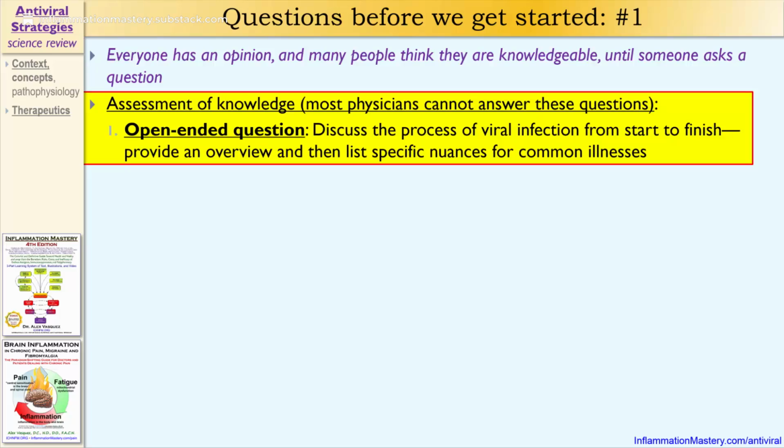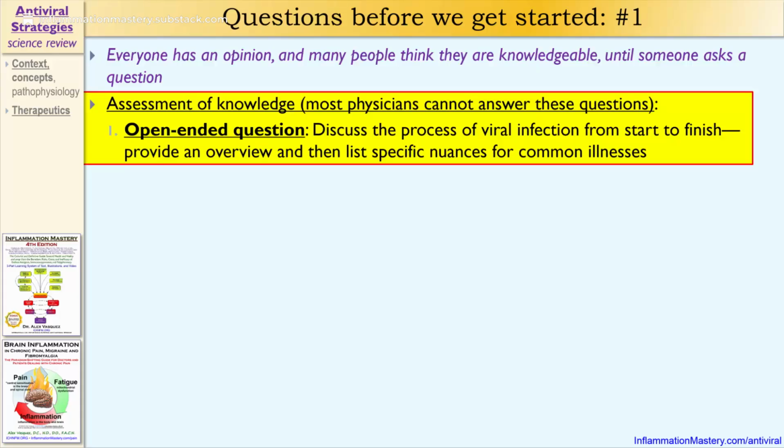So let's start with an open-ended question. Discuss the process of viral infection from start to finish. And then later we might advance that to provide an overview and then list specific nuances for common illnesses. I'm sure that if you think about this question, you'll agree that it's a very reasonable question. Discuss the process of viral infection from start to finish.